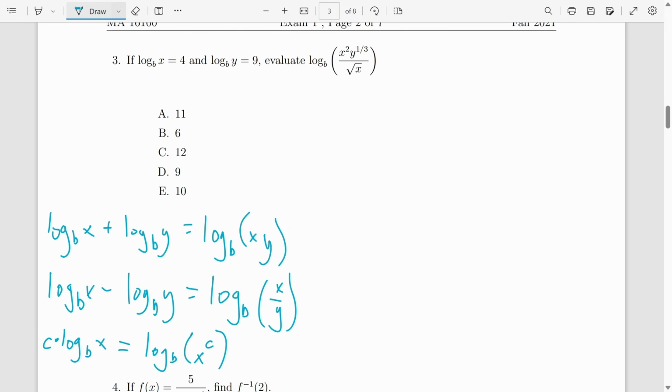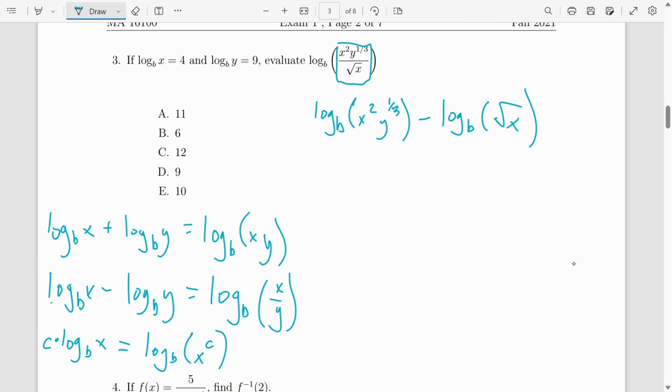So again, like I said, the first thing we should probably do is we see we've got this fraction on the inside, and that is what we said here. If we have a fraction on the inside of a logarithm, we can split it up into 2 different logarithms. So doing that, we get log base b of the top, which is x squared times y to the 1/3, minus log base b of the bottom, which is the square root of x.